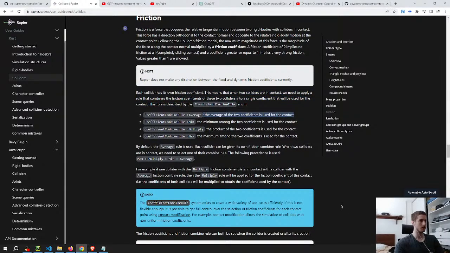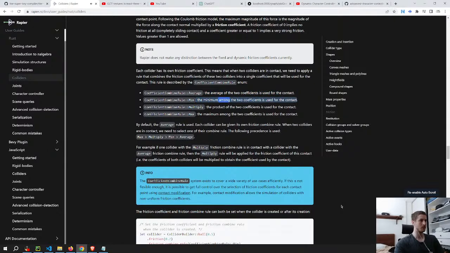This rule is described by the coefficient combine rule enum. CoefficientCombineRule::Average: the average of the two coefficients is used for contact. CoefficientCombineRule::Min: the minimum among the two coefficients is used for contact. CoefficientCombineRule::Multiply: the product of the two coefficients is used for contact. CoefficientCombineRule::Max: the maximum among the two coefficients is used for contact. By default, the average rule is used.